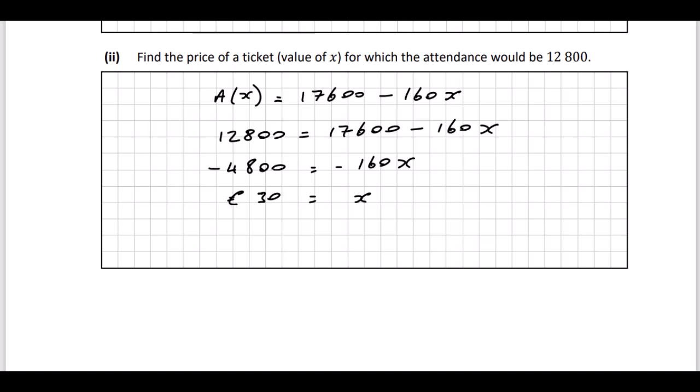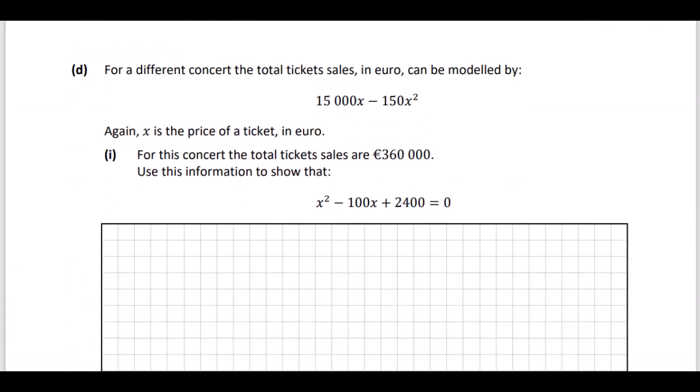Okay, let's have a look at D. For a different concert, the total ticket sales in euros can be modelled by 15,000x minus 150x squared. Again, x is the price of a ticket in euro. For this concert, the total ticket sales are 360,000 euros. Use this information to show that x squared minus 100x plus 2,400 is equal to 0.